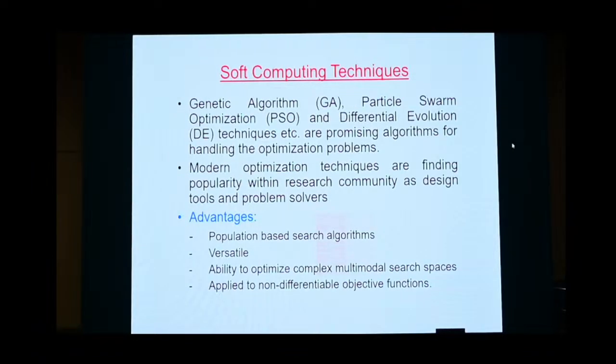Next, there are many techniques like genetic algorithm, particle swarm optimization, and differential evolution. These are promising algorithms for handling optimization problems. All have some things in common. All are population-based search algorithms, and they are versatile, and they have the ability to optimize complex problems, and can be applied to any type of objective function, whether it is differentiable or non-differentiable.